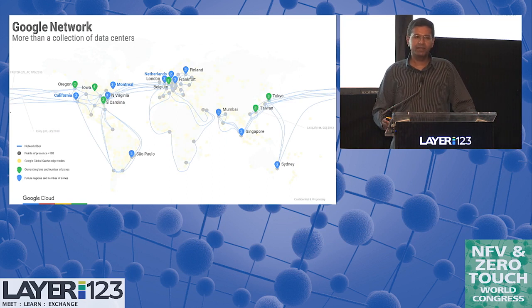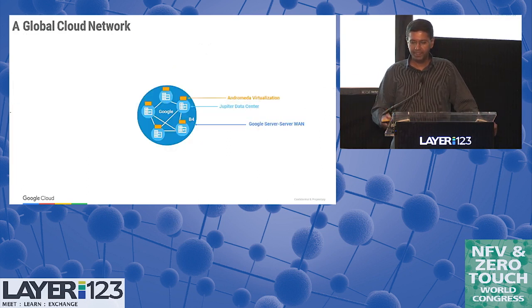This is roughly what our footprint looks like. And actually, I apologize, this is a little bit older. Some of those blue regions which show up as future have actually already converted to current. But roughly, this is what it looks like in terms of data center presence for GCP.